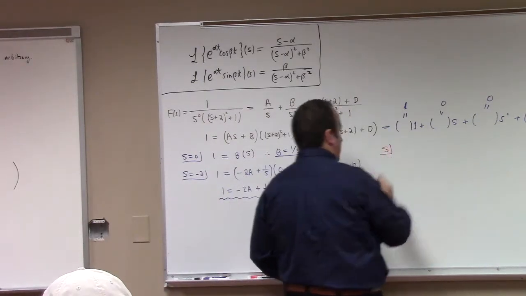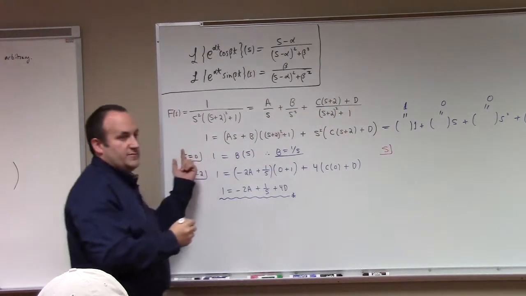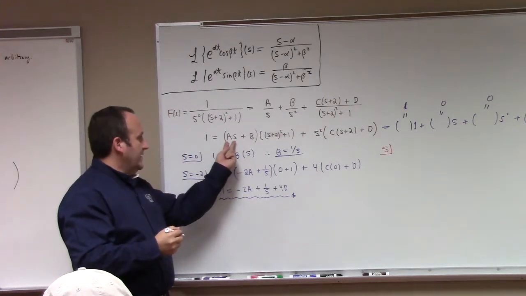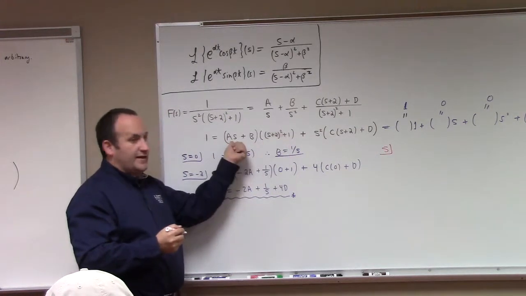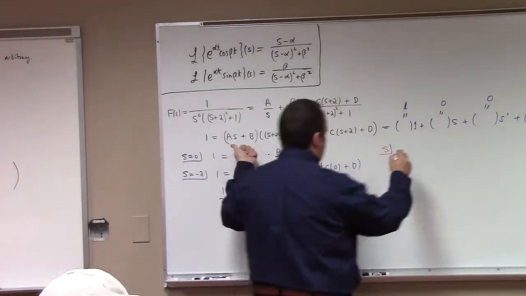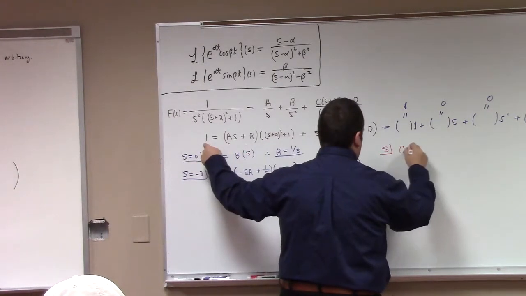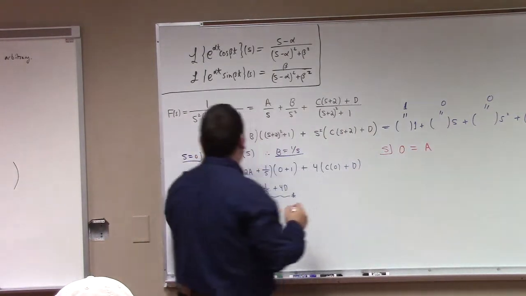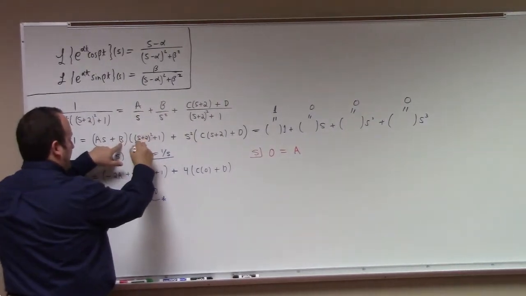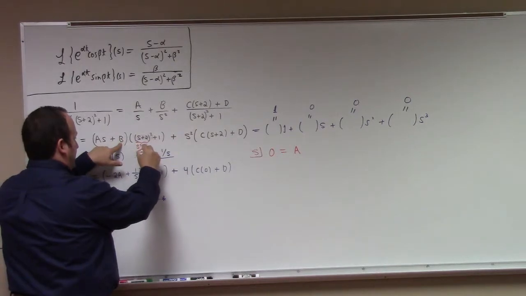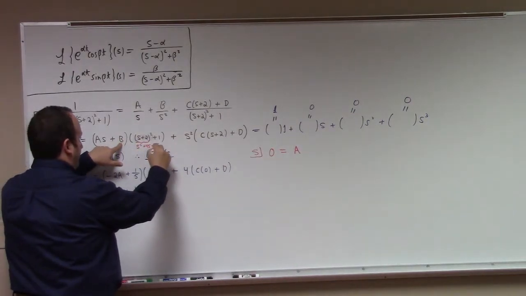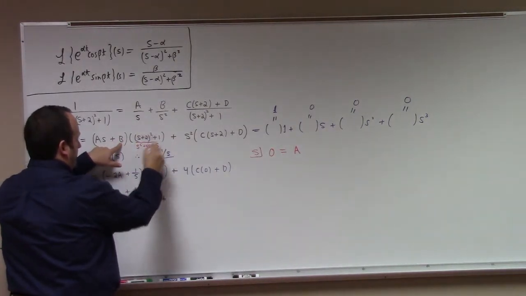What can you get from multiplying just pure S's? I got an A. 1 times AS gives me A. First of all, I got 0 on the left-hand side, so 0 is equal to A. And then is there any other S's in here? Well, this multiplies back out to what? This is actually S squared plus 4S plus 5, right? This whole thing.